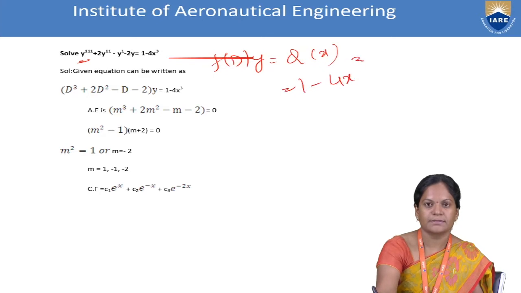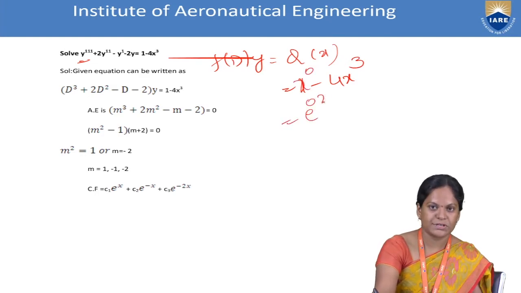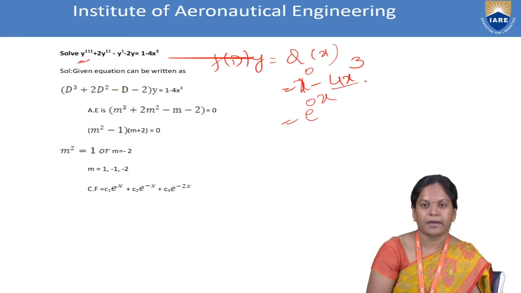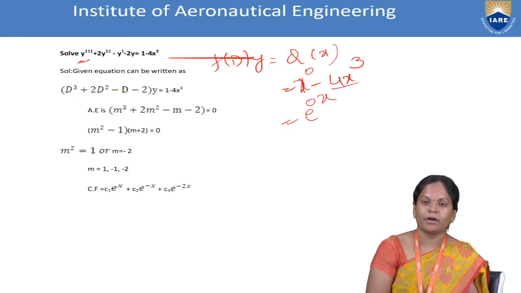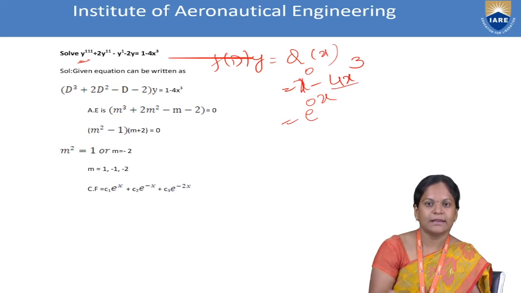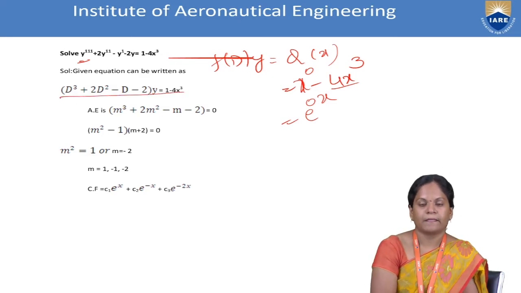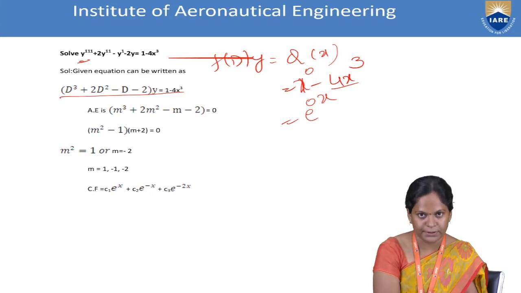Here, what is Q(x)? 1 - 4x³. In place of 1, we can consider either x^0, which is 1, or similarly e^(0x), also 1. Where Q(x) is an exponential term, it is very simple: in place of D we replace a. This is the first method. The second case is here, -4x³, and how we can find it if it is x³, we will see later. Now the given equation is f(D)y = Q(x), which is the operator form. First, find the solution of the complementary function.